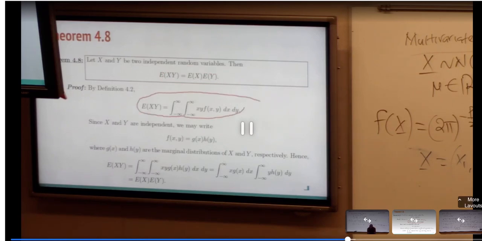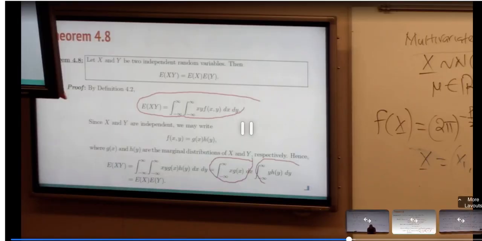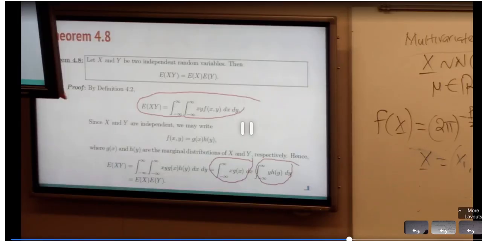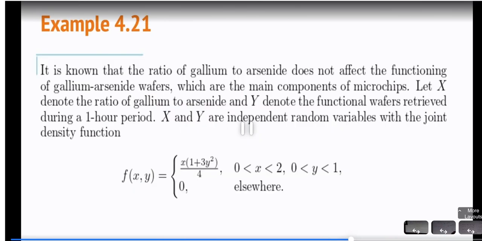If this is the expectation of a product and X and Y are independent, I will be able to split it into this and this: the first is the expectation of X, and the second is the expectation of Y. That is, when X and Y are independent, the expectation of a product is going to be that.